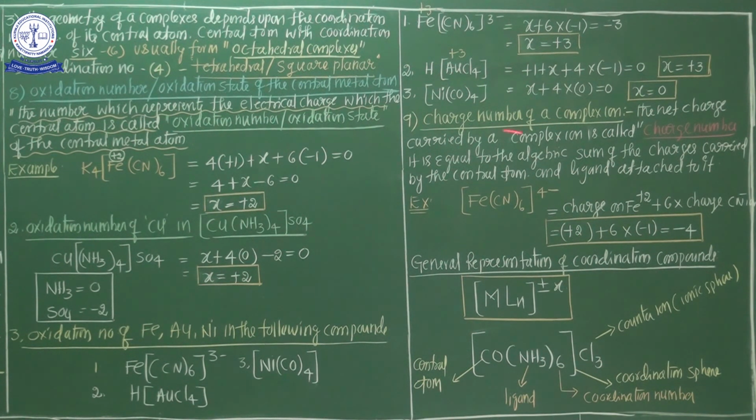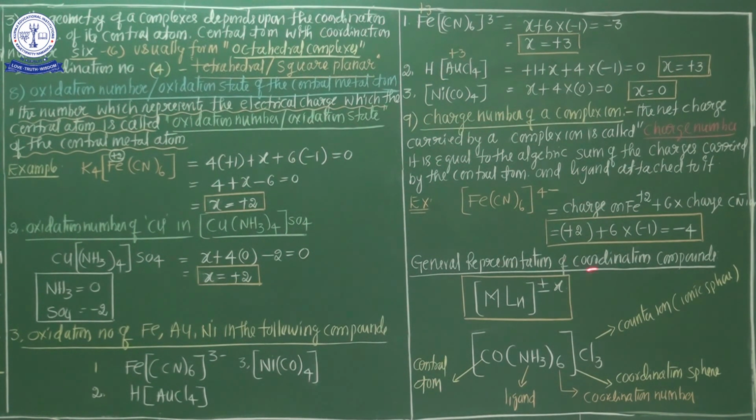These are the first 9 important terms in coordination compounds, and all of them are very important: central metal atom, ligands, complex ion, coordination sphere, ionic sphere, coordination polyhedron, coordination number, charge number of the complex ion, and oxidation number.